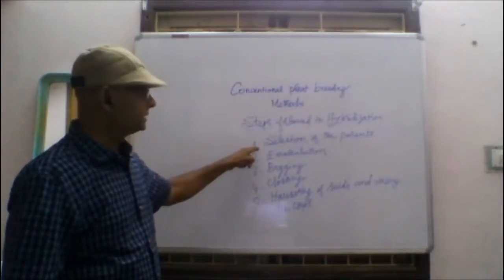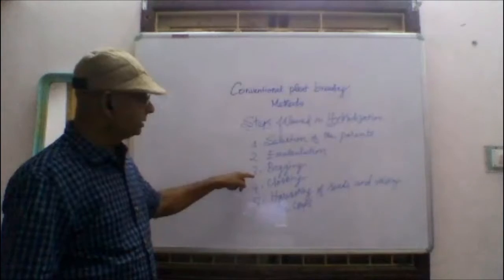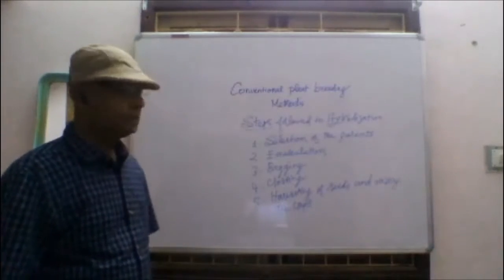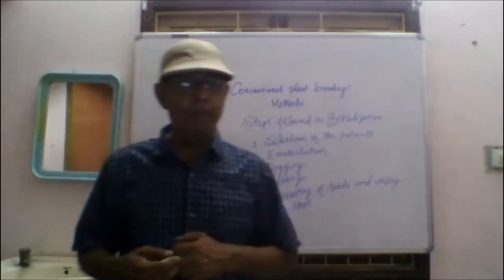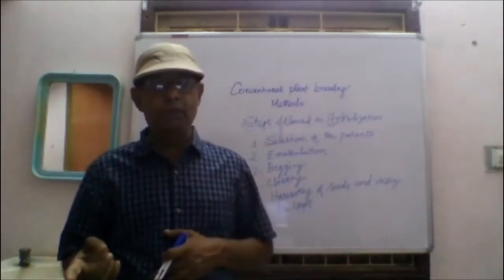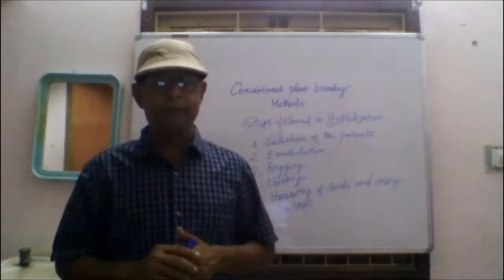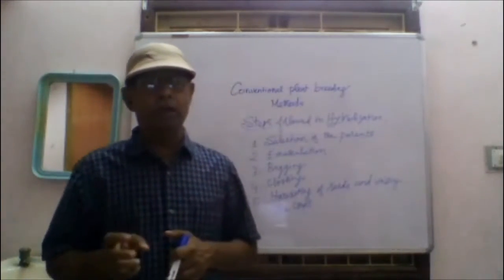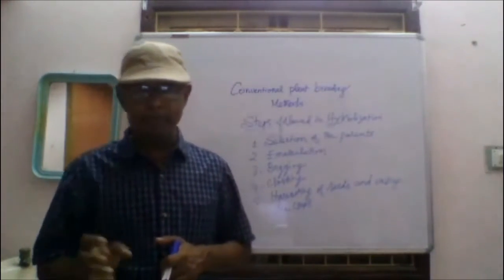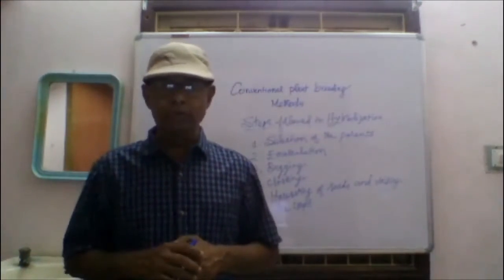First is selection of the parents. Second one is emasculation. Third one is bagging. Fourth one is crossing. Fifth one, harvesting of the seeds and raising the plants. In the first step, selection of the parents, male and female parents with desirable, good characters should be selected, and those parents should be tested for homozygosity.